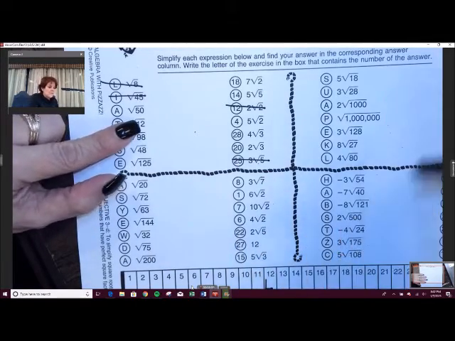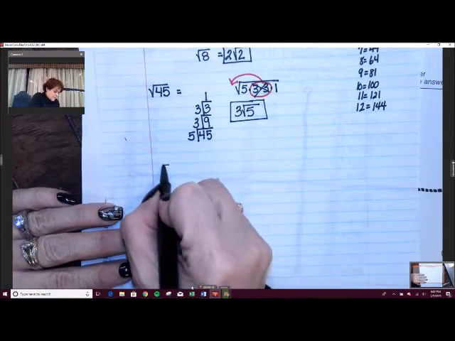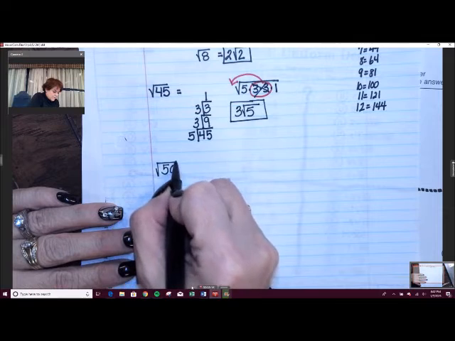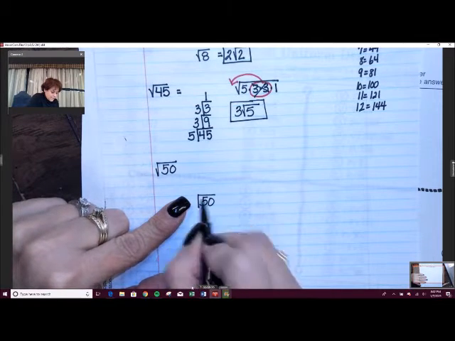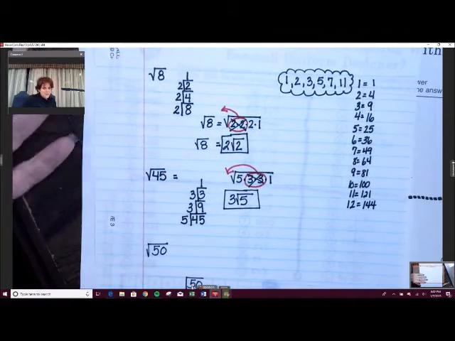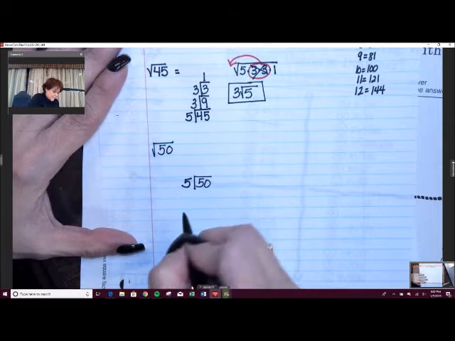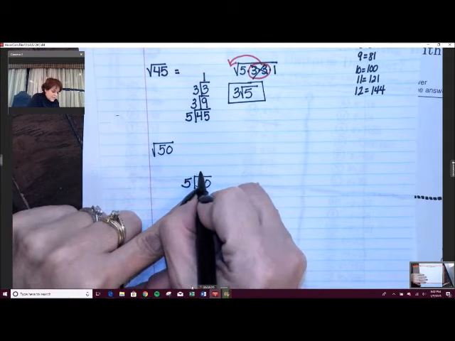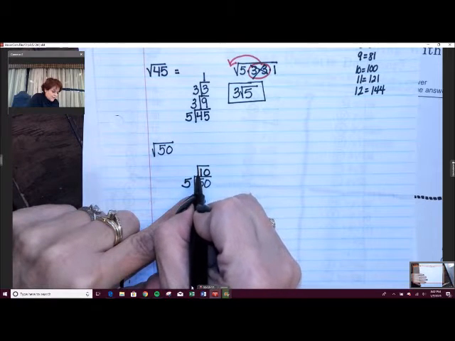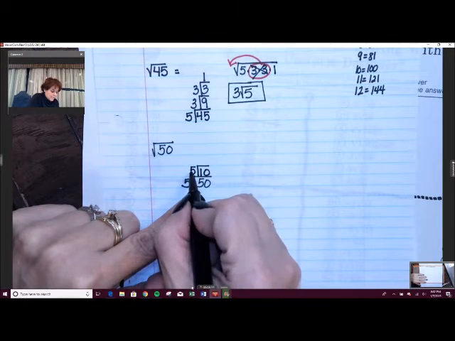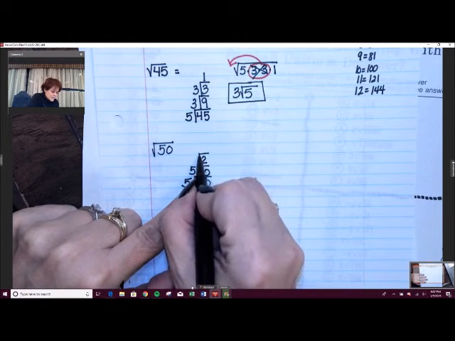All right, let's do the square root of 50. So I'm going to come down here. I'm going to do the square root of 50. All right, so I'm going to make my birthday cake. I'm going to look at those prime numbers. 50, 5 jumps out at me again, so I'm going to start with the 5. 5 goes into 50 10 times. I'm going to keep using 5 because 5 will go into that again. 5 goes into 10 2 times. Another layer on my birthday cake.